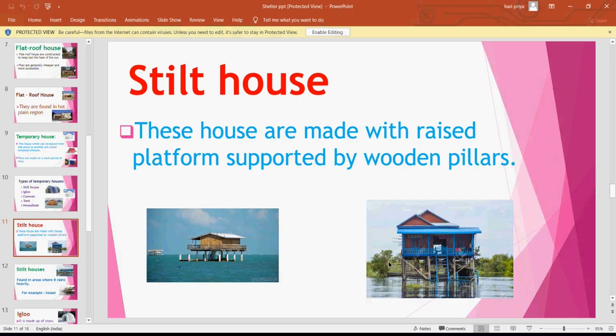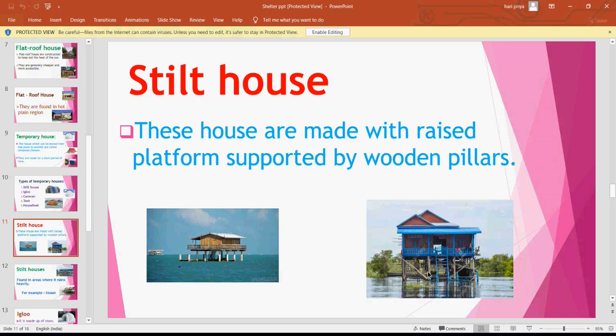Okay, and you can also see in this image. I think this image is very clear. Can you see this? The house is slightly raised and it is supported by the wooden pillars down. So this type of house is called stilt house.